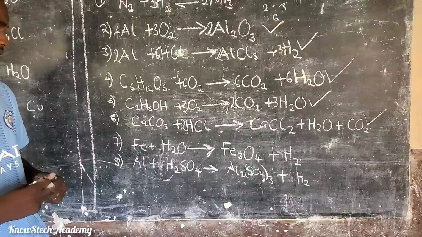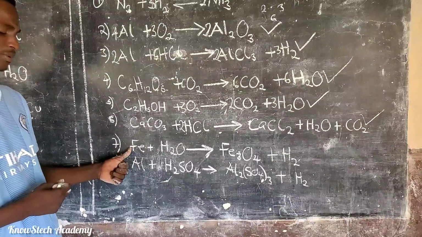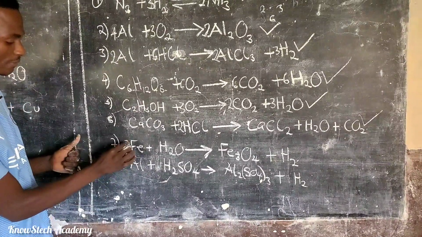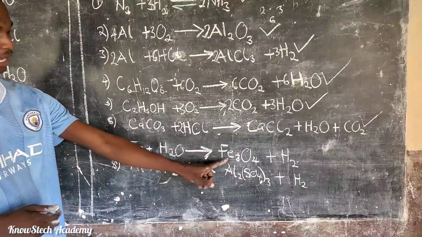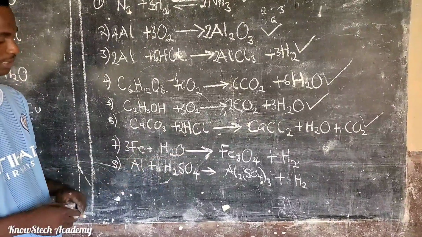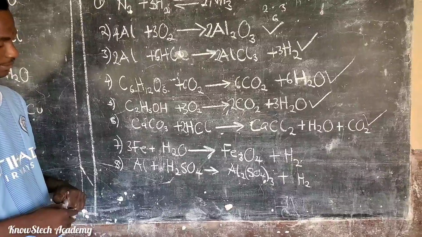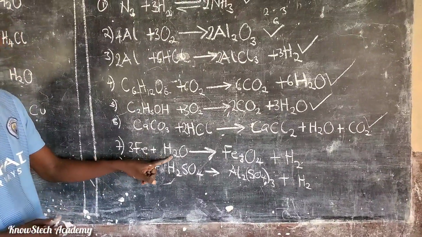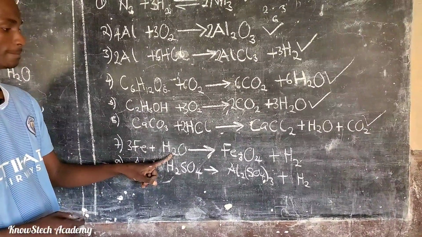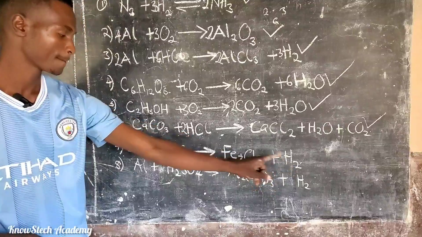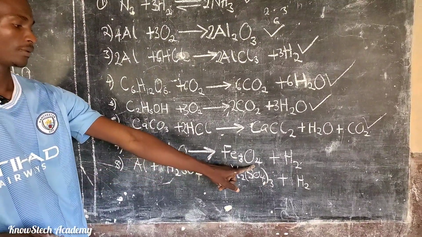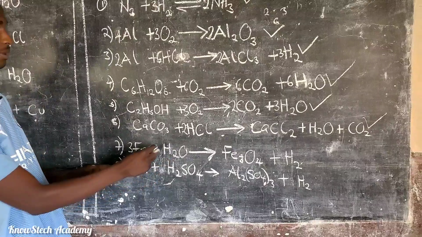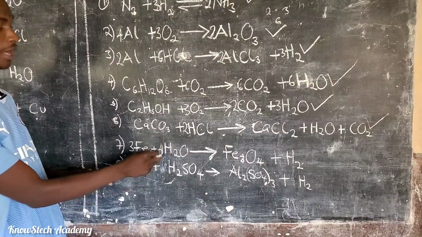Now, how can we balance this? By putting a 3 here. So if we put a 3, then the number of iron atoms will do what? Balance. We go to the next. Hydrogen, how many? 2. This side? 2. Oxygen? 1. Oxygen? 4. What can you do? By putting a 4, right? Yes.